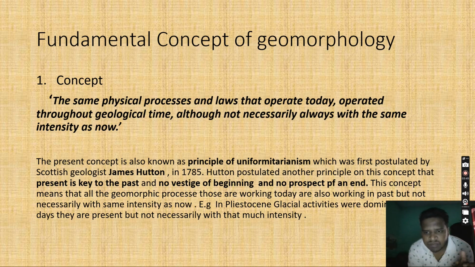What does this concept mean? It means the physical processes working today were also working in the past, but the intensity of their work is different. As we travel in time, the intensity of any geomorphological process differs, but the process that works in the past and present is the same. This principle is also known as the principle of uniformitarianism, postulated by James Hutton in 1785. He is a Scottish geologist.